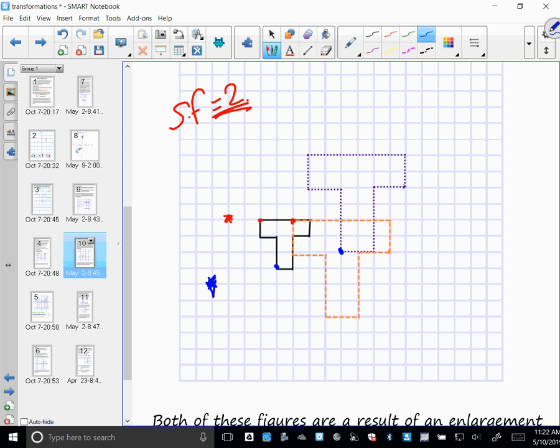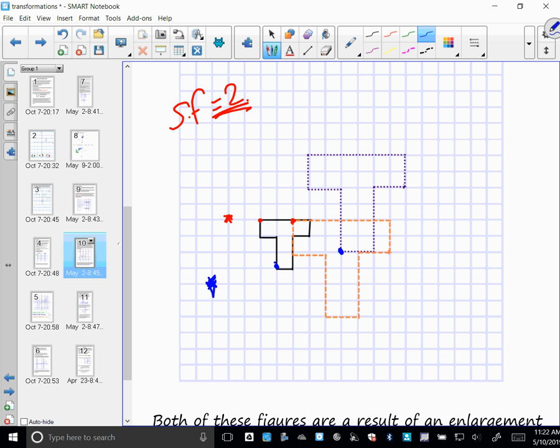Okay, so from this centre of enlargement, get to my original shape. That's the point I'm going to be considering. I go across 1, 2, 3, 4, and up 1. You see that? So across 4 and up 1. So to start drawing my image, I'm going to go across 8 and up 2. That's my starting point. I'm then going to double the size of everything. Are you with me?